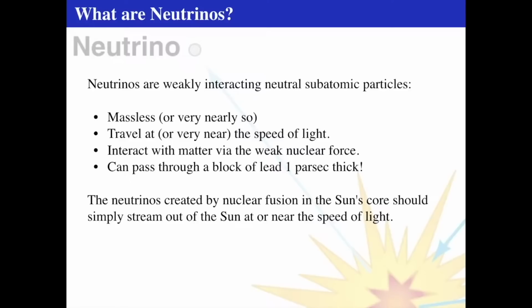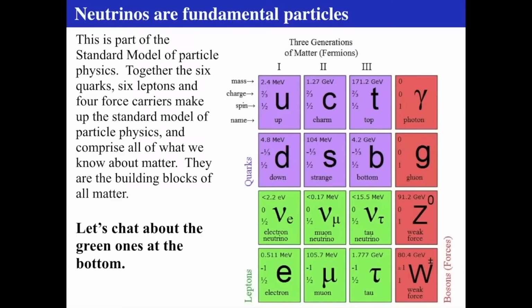Therefore, they can pass through an enormous amount of material without interacting with anything. A block of lead, 1 parsec thick, they could go straight through and not see a single atom of lead. So neutrinos are created, or at least we think they're created, by nuclear fusion in the core. Every theory about nuclear fusion says they should be. And so if they are, they would simply stream out of the sun at or near the speed of light.